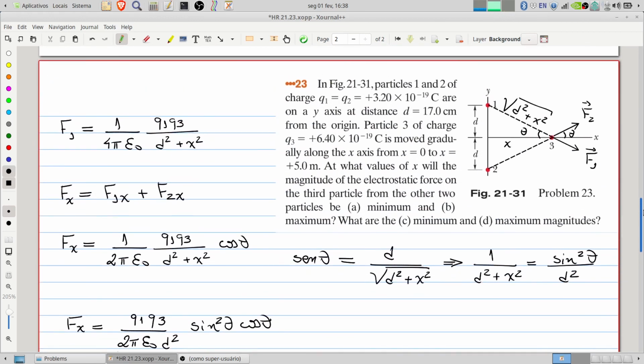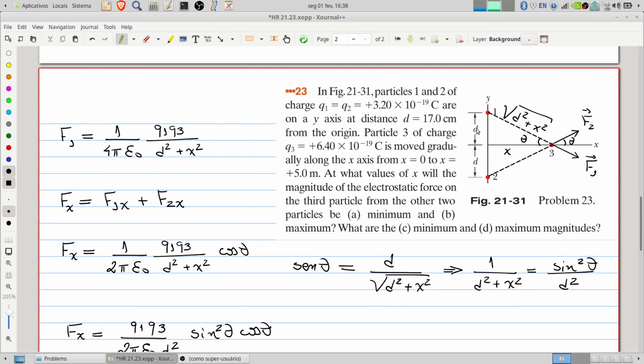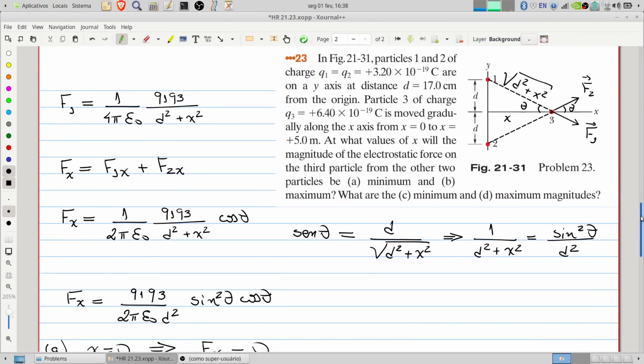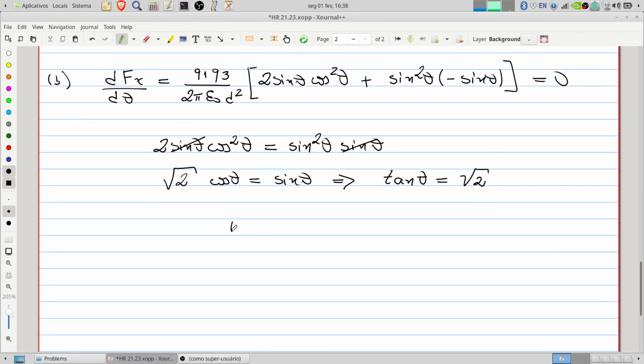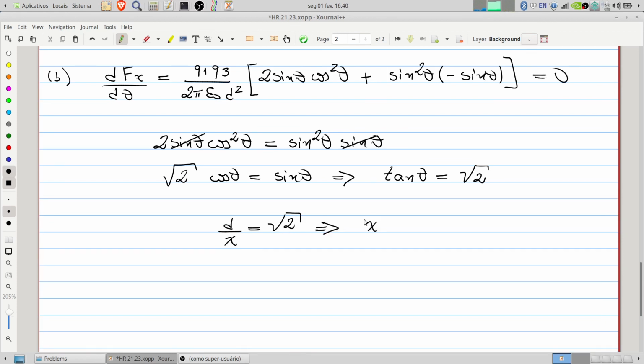Returning to the problem, the tangent will be d divided by x. So d divided by x equals square root of 2. Therefore, the value of x that will cause the maximum in the force will be equal to d divided by square root of 2.